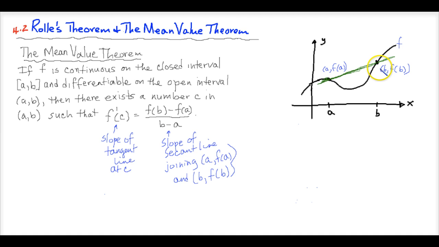Since the function is continuous and the function is differentiable on the open interval from a to b, then the mean value theorem applies. So there has to be a c in here somewhere where the slope of this secant line that I've drawn is equivalent to the slope of the tangent line at that value c.